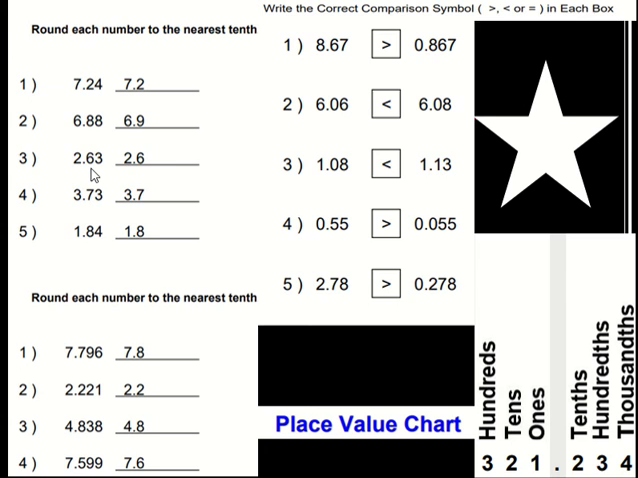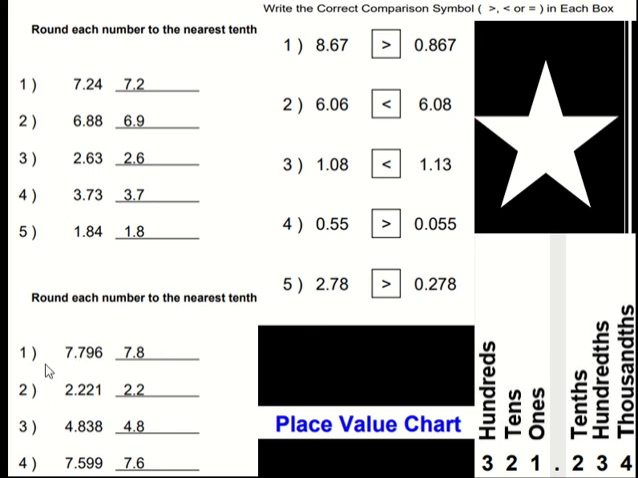Okay, let's do this next one. The number here we're going to round to the nearest tenth is 2.63. Well, it's a 3, so we're going to keep the number the same. It will not go up and it will not go down, because in decimals you're going to either keep the number the same or you're going to round it up. 3.73. It's a 3. It's below the 5, so we're going to keep it the same. It's going to be 3.7. That's our answer. 1.84. The 4 is below a 5, so it's going to let the 8 stay the same.